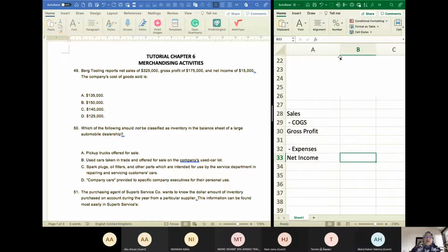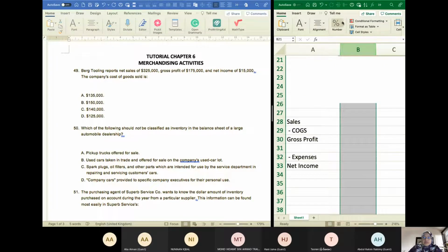So, all right, now you are given this. Berg Tooling reports net sales of 325,000, gross profit of 175,000, and net income of 15,000. What is the company's cost of goods sold? So what happened is that you are given this information.